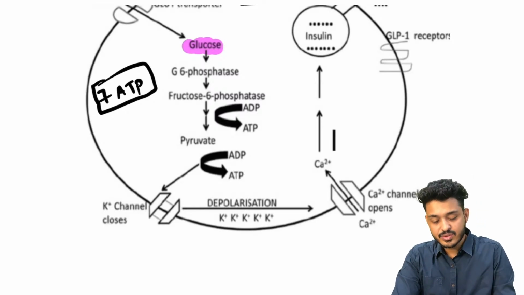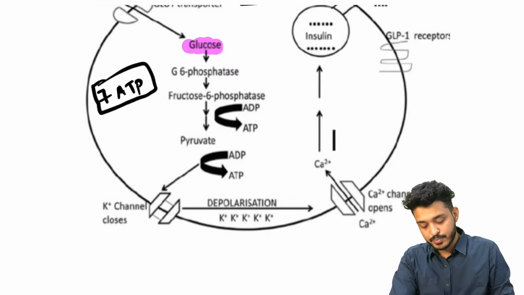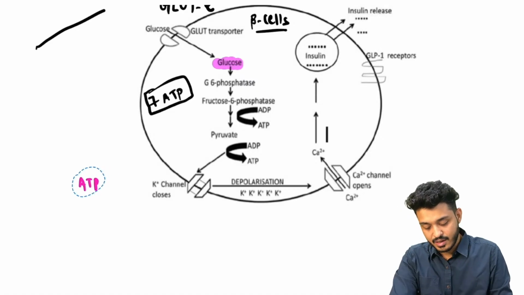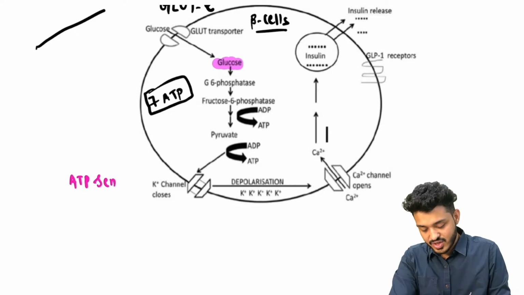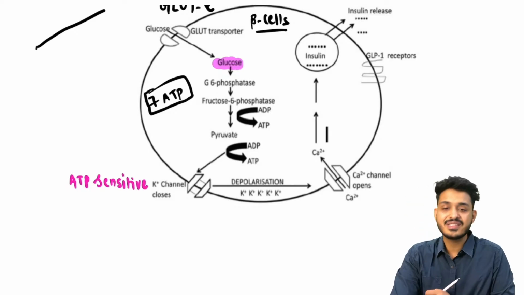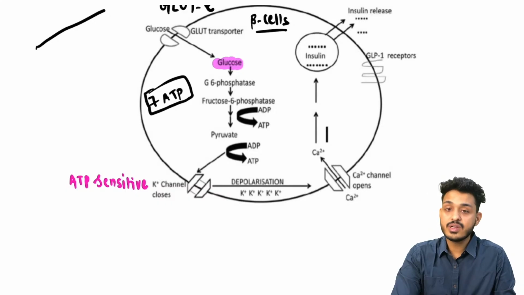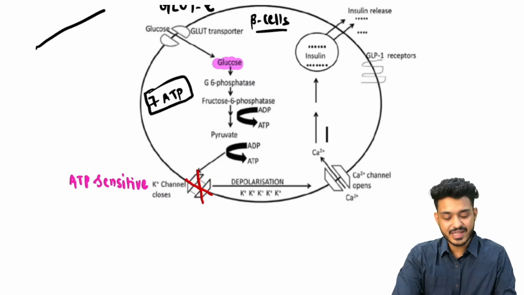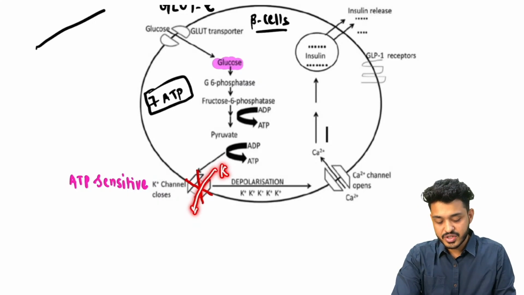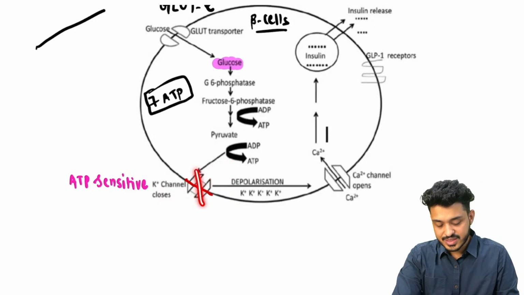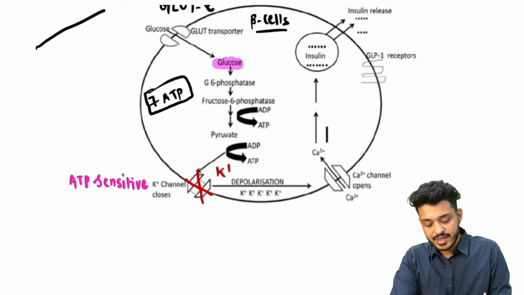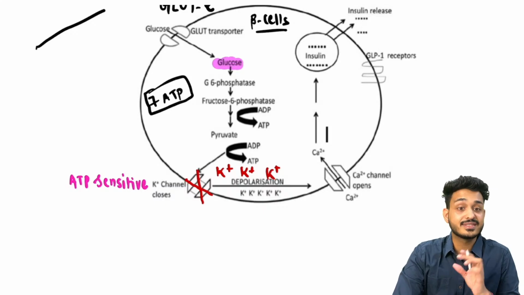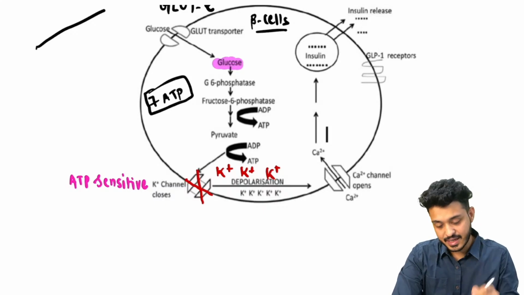Now what this ATP is going to do, remember, this ATP is going to block a channel, because this is an ATP sensitive potassium channel. Look here. Here you will be having a channel, and this channel is an ATP sensitive potassium channel. That means whenever you have the ATP, this channel will be closed. Earlier there was potassium leaking out through this channel. When you close this channel, this potassium will get accumulated inside. If a positive charge is accumulated inside a cell, we call this type of cell a depolarized cell, right?